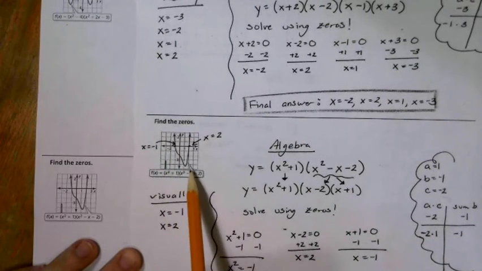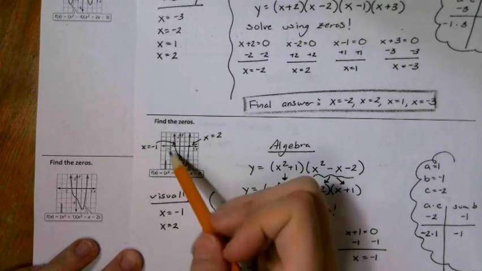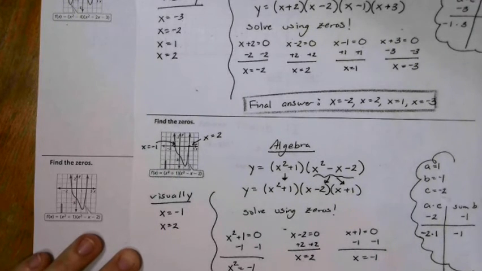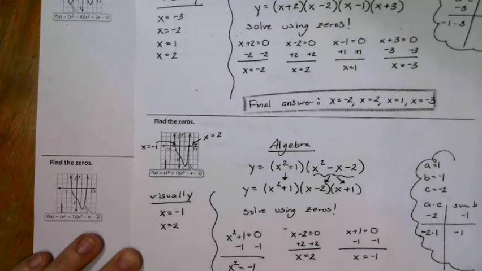The last one, if you just looked at it, you would have seen it only crosses twice, even though it's got kind of 3 sort of humps, or bumps, however you want to call those. You should have gotten x equals negative 1 and x equals 2. Those are your answers.